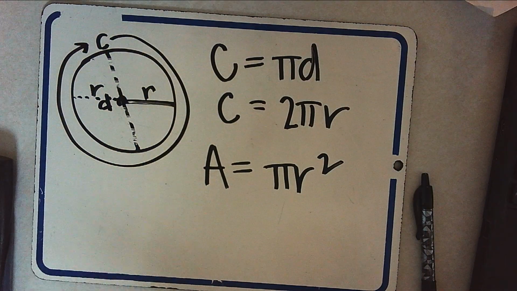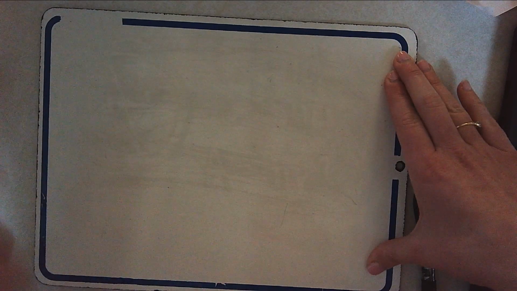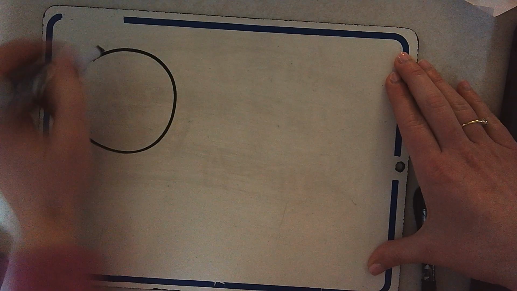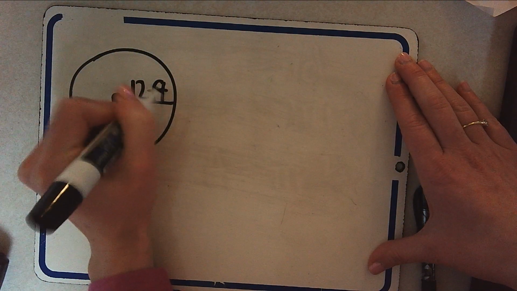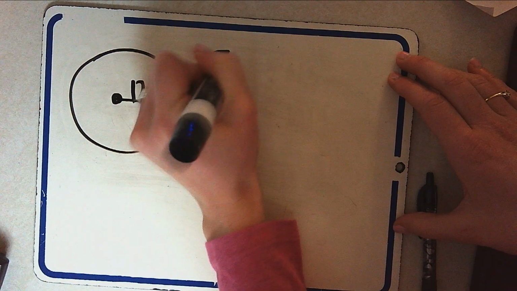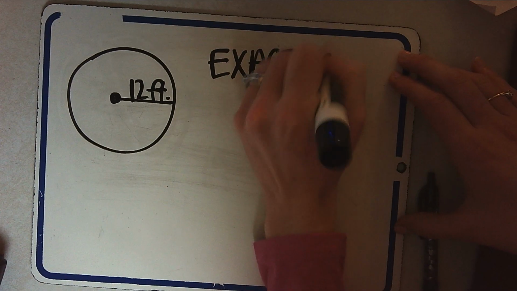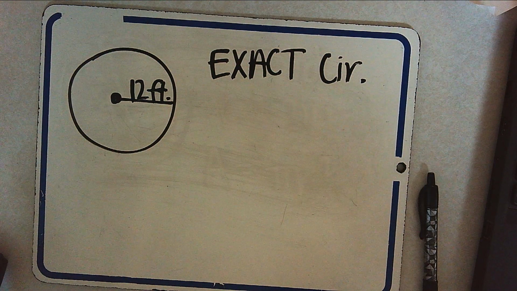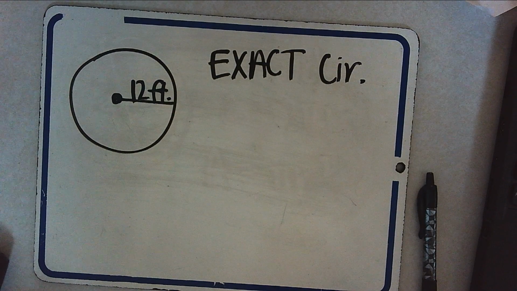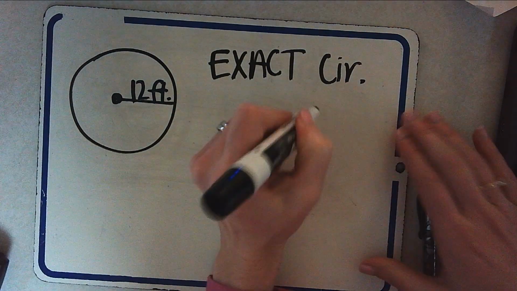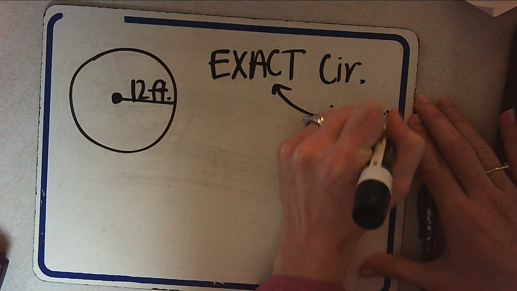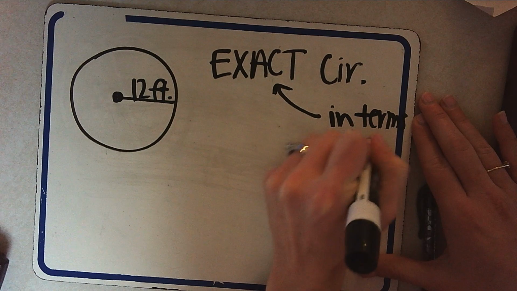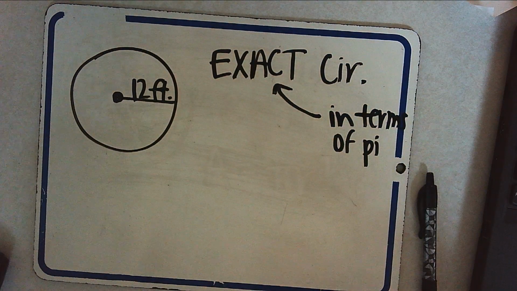So I'm just going to go through a few quick examples with you to make sure that we've got the concepts from today's lesson. If I have a circle and the radius is 12 feet, and I asked you to find the exact circumference, whenever we talk about circumference and area, I'm going to be talking about these two words, exact and estimated. Exact always just means in terms of pi. So they want you to leave pi in the answer when it says exact.